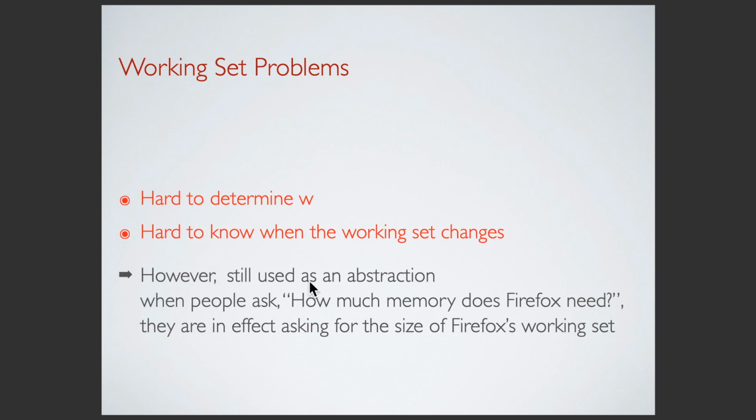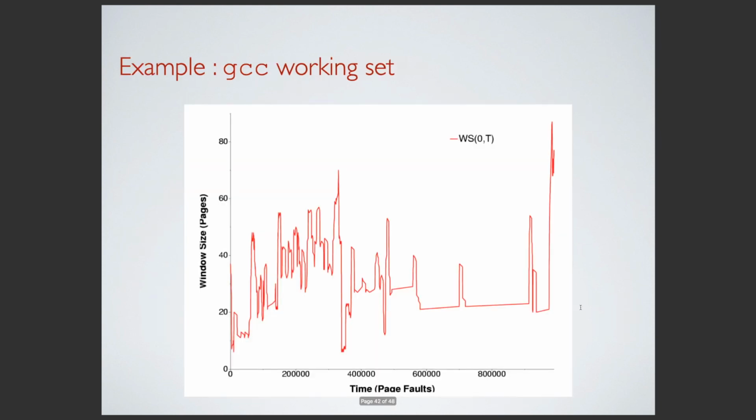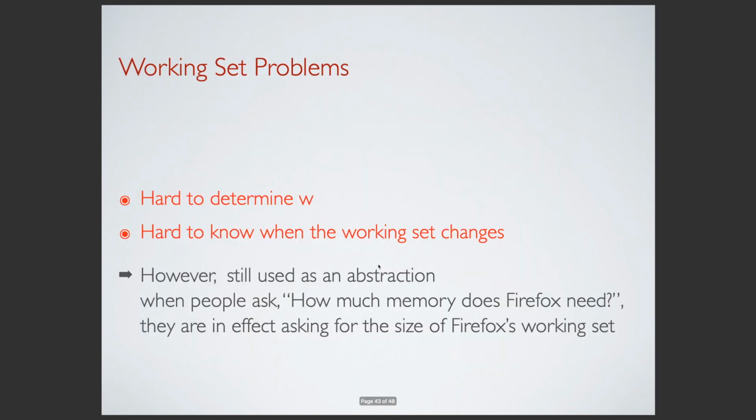But it's still a good abstraction. When people ask, for example, how much memory Firefox needs, or how much memory this process consumes, they talk in terms of working set. You have a max and average and so on. Of course it's not one answer, but you can have some kind of profile that tells you, here is the profile of that application, given the input I give it, of course.